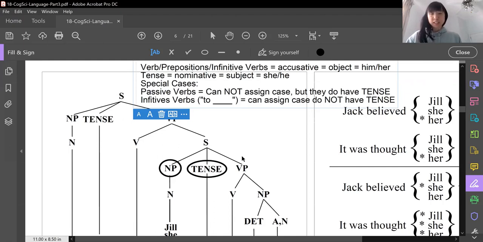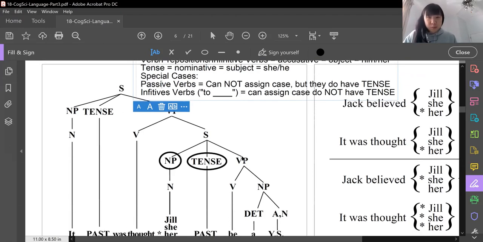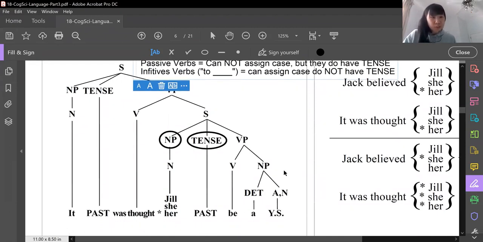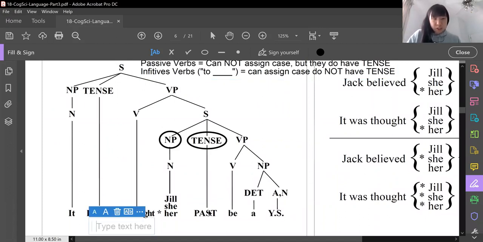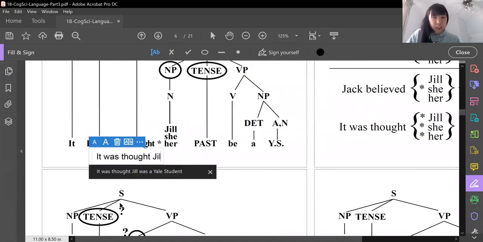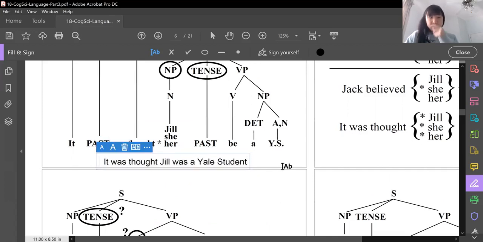So let's take this example. I obviously have to start with the trees first, just to make sure we all are on the same page. Of course, it won't be as detailed as I mentioned. Please see the other video if you want a detailed explanation. Given this sentence here, let's reconstruct it back into English: it was thought Jill was a Yale student. That's the sentence this one is talking about here.